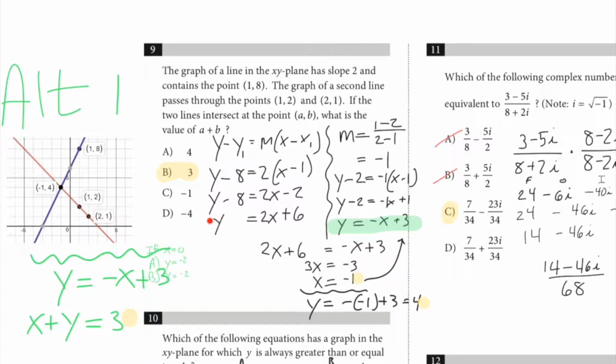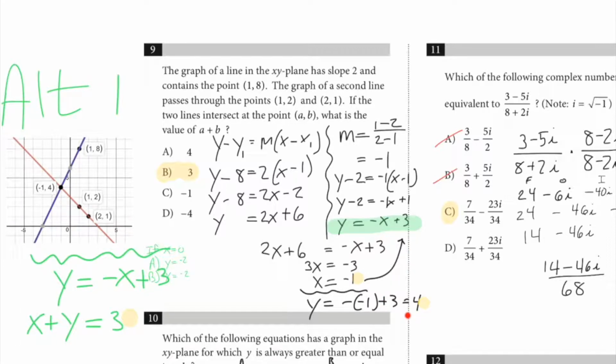So if you know these two equations, y equals 2x plus 6 and y equals negative x plus 3, you can set them equal to each other. I mean, you have two different expressions for y, so you might as well set them equal to each other and see what happens. This is solving by substitution. You get 2x plus 6 equals negative x plus 3, and then adding x to both sides and subtracting 6, you get 3x equals negative 3. Dividing the equation by 3, you get x equals negative 1. Plug that back into the original, you get 4.